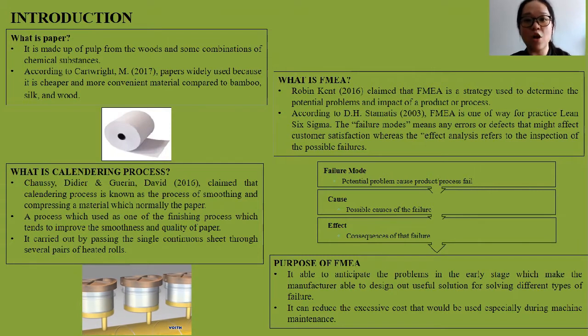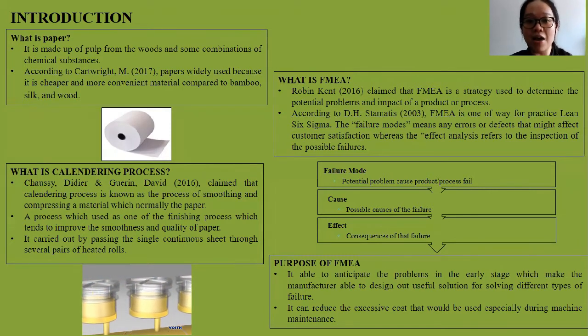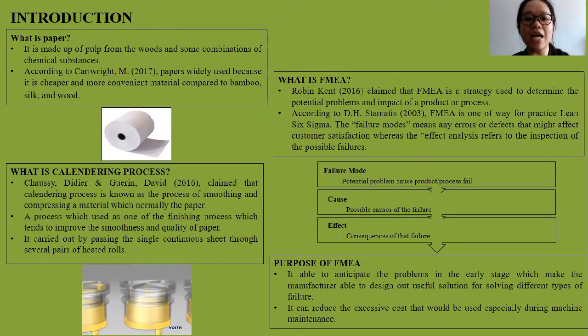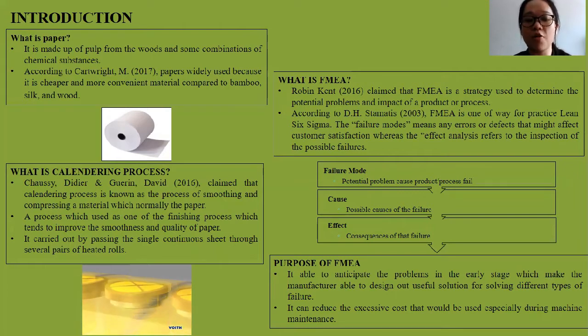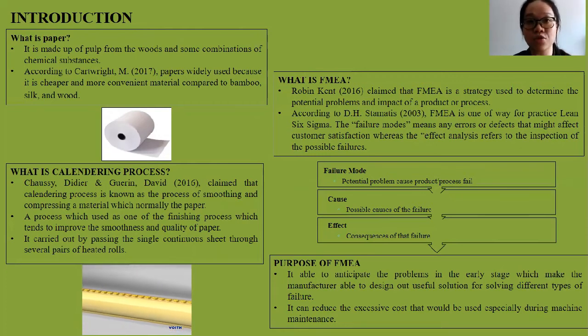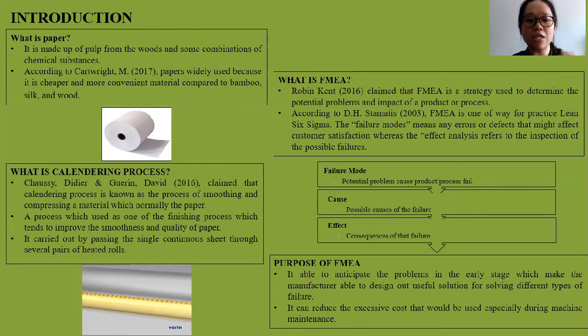Then there are 2 purposes of applying FMEA in our daily life. Basically, FMEA enables someone to anticipate problems at an early stage, which makes the manufacturer able to design a useful solution for solving different types of failure, especially in the paper manufacturing industry or any manufacturing industry. The second purpose is that it enables someone to reduce excessive cost, especially during the maintenance plan.